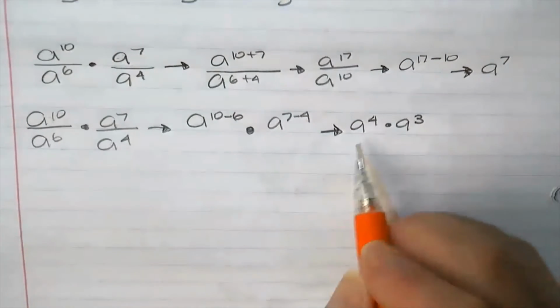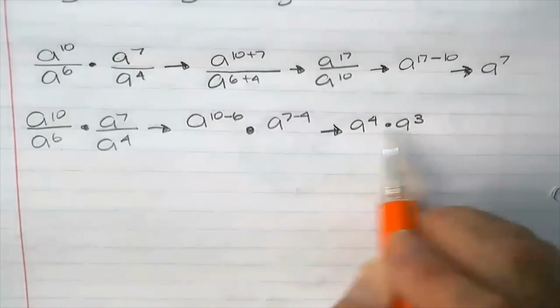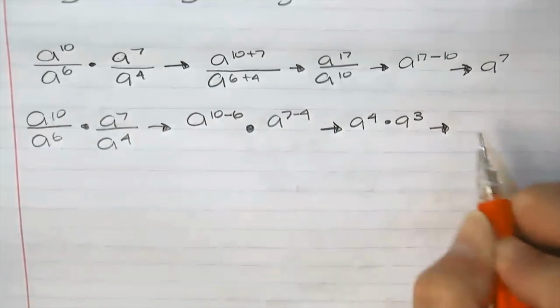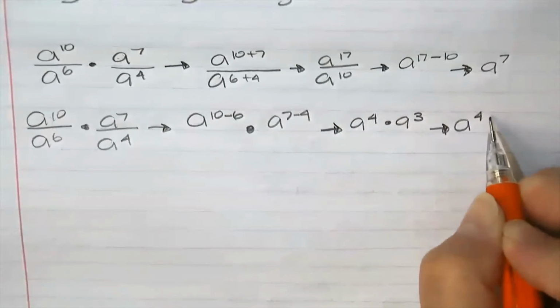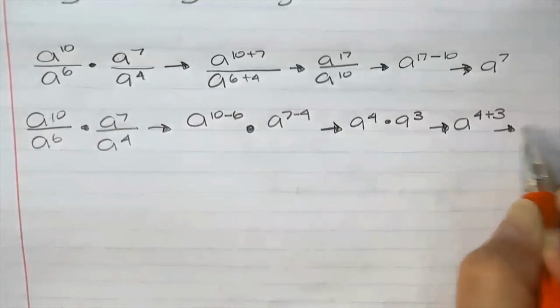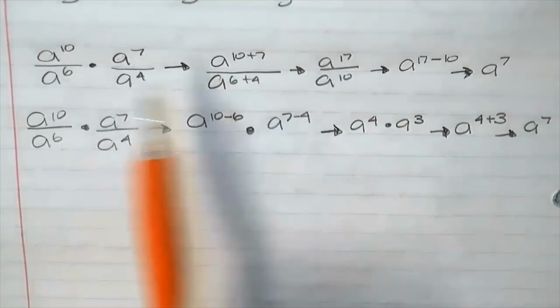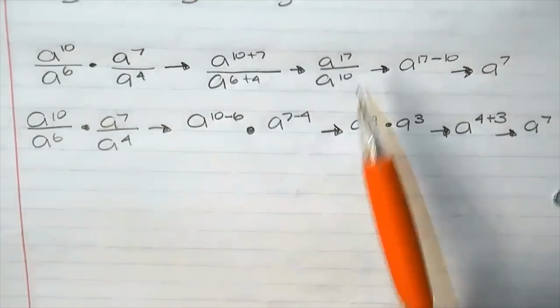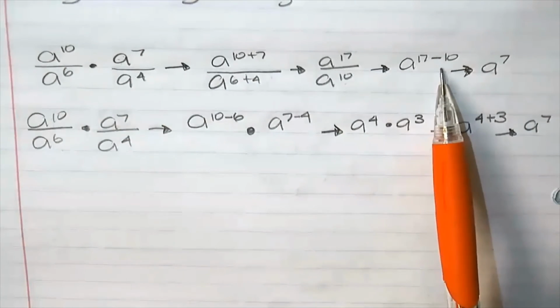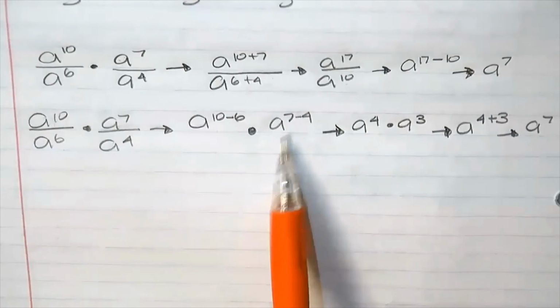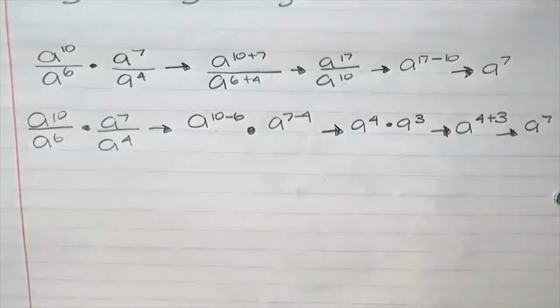And then this is what we did yesterday. We're multiplying and we have the same base. So this is now a to the 4th plus 3, which is a to the 7th. Here, I dealt with the multiplication first, then the division. Here, we dealt with the division first, then the multiplication. Either way is fine.